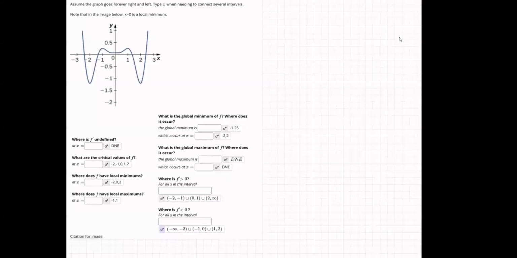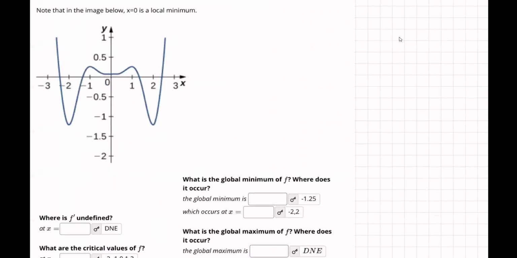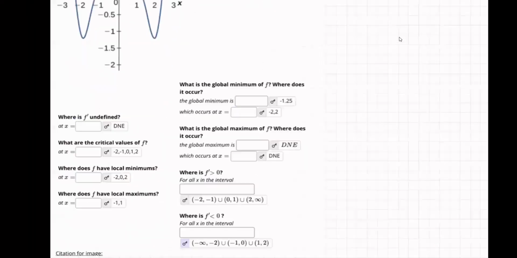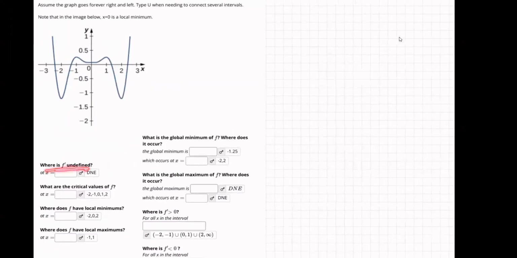Okay, so on this question, we've got this graph, and notice it says up here x equals 0 is a local minimum. So anyway, we're going to go through some questions. Actually, all the answers are here, but let's talk through it. Where is f prime undefined?